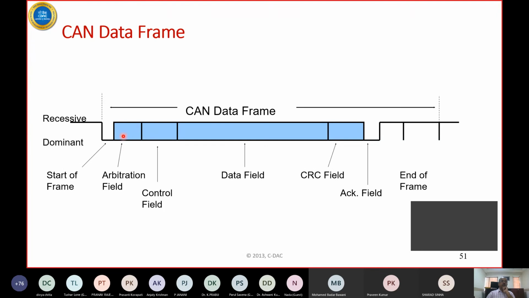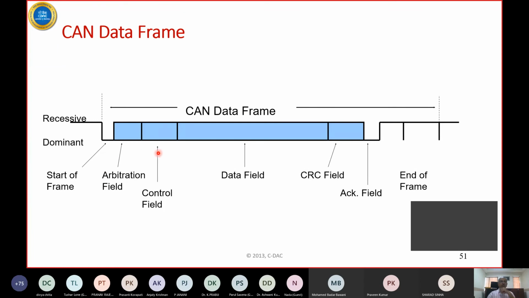So now this is an identifier. Yesterday there was a question about the identifier. How many bits? Typically it is 11 bits, but one of the bits can indicate that it is a longer identifier. There are some implementations where 11 bits are not sufficient, so you want to go for 29 bits.